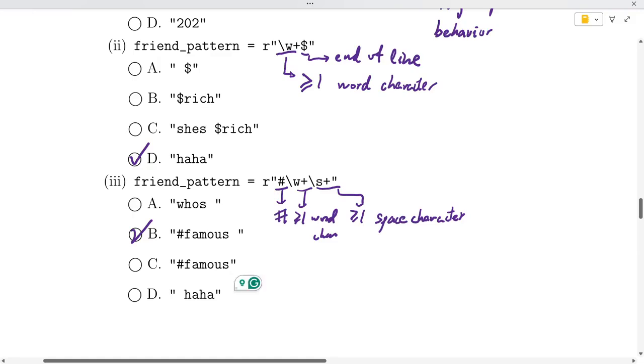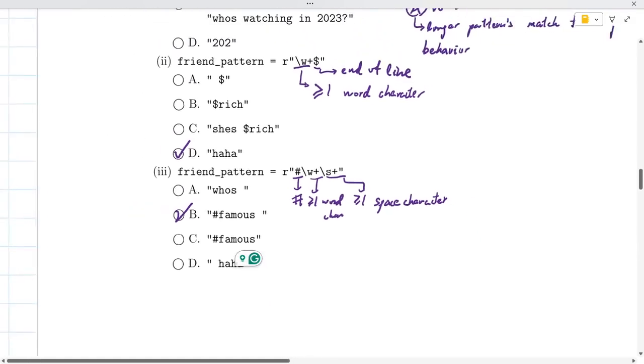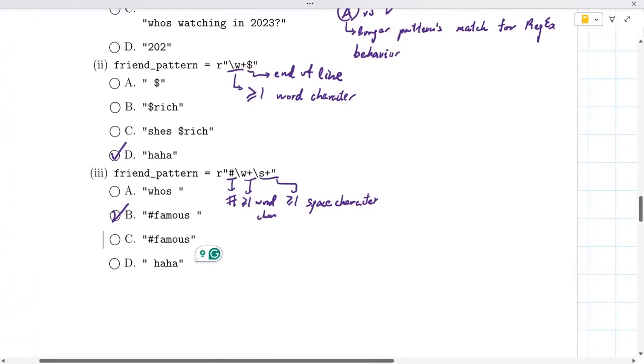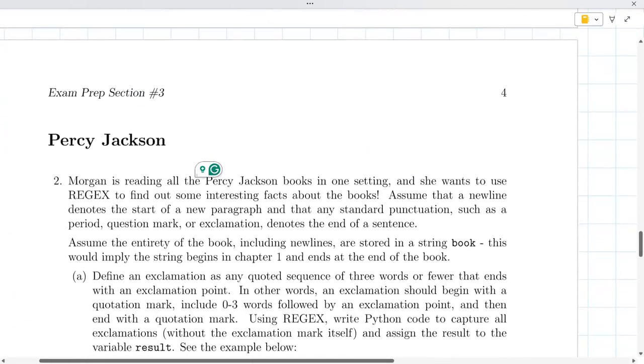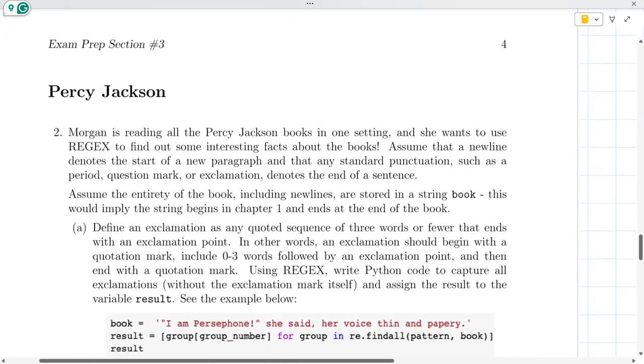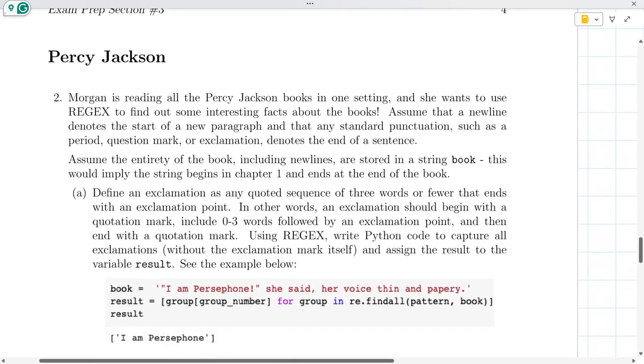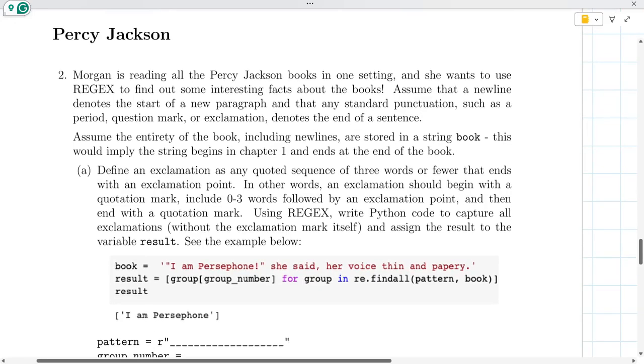Okay, so once again, the key to any single regex pattern question is to decompose it, write it in English, and then merge the ideas you have together. All right. So that's the first question. Now we must head into the second question, which will be a little bit harder because it's constructing a lot of patterns without any hints. Okay, so someone is reading Percy Jackson books in one setting, wants to use regex to find some interesting facts of books, so we're probably going to be using regex to filter out sentences in the books.